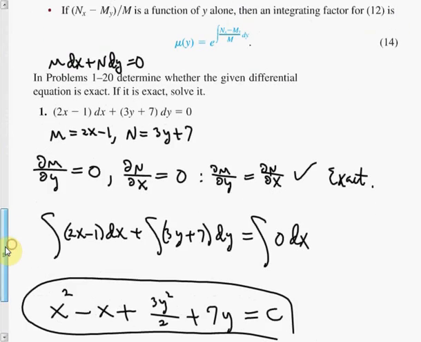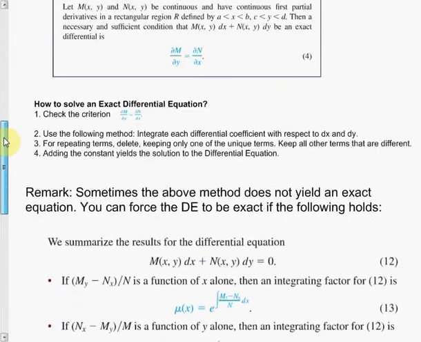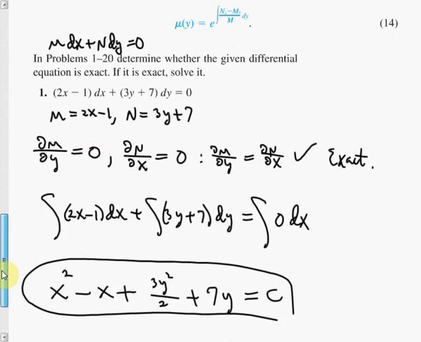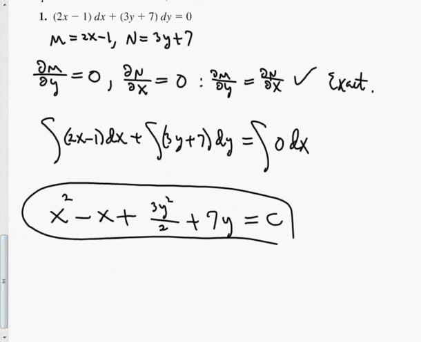So remember the form of the problem. M something times dx plus something else times dy equal to 0. So I want to take m, take its partial with respect to y. Is that the same as the partial of n with respect to x? That's the criterion, right? If it's exact, then we integrate with respect to the differential. dx is a differential. dy is a differential. All right. Let's look at the next one.